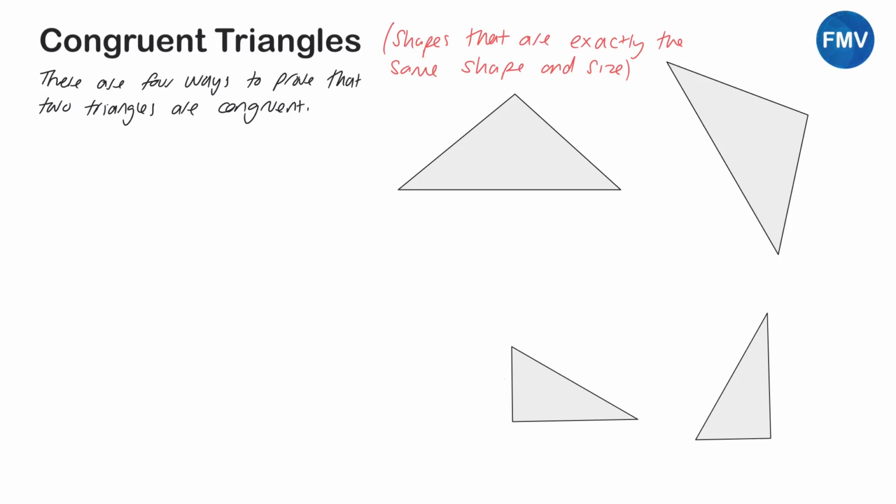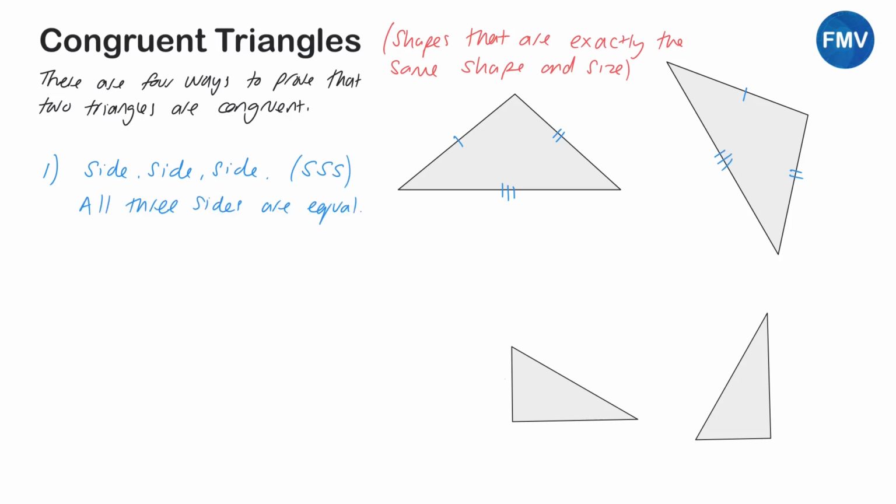So for example, if this side and this side are the same, and this side and this side are the same, and finally this side and this side are the same. If all three sides are the same, we can say that triangle is congruent. That's our first way of proving that. So the first way is we have something called side, side, side. Now we just abbreviate that to S, S, S. All three sides are equal.